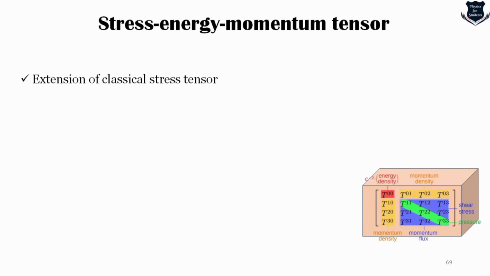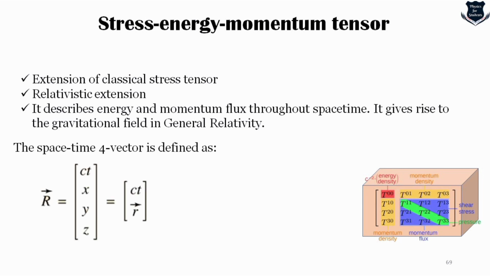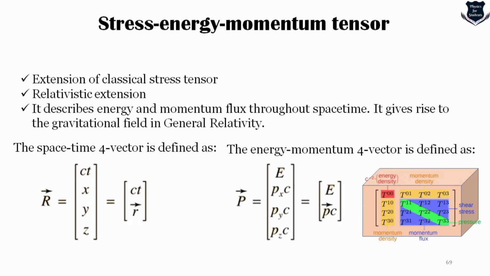It is an extension of the classical Newtonian stress tensor. It is also a relativistic extension. It describes the momentum flux through space-time. Because it is an extension of the Newtonian tensor, earlier, in the pre-relativistic era, this space-time 4 vector is defined as this, right? And this takes place into this. We will explain those terms.